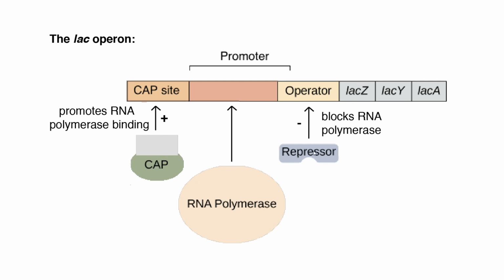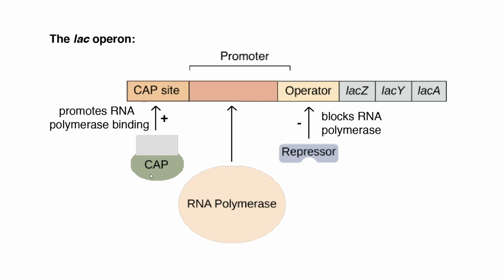over here. This is the operator. The operator is the negative regulatory site, and the operator overlaps with the promoter. And when the Lac repressor is bound, RNA polymerase cannot bind to the promoter to start transcription. It's acting like a negative transcription factor.